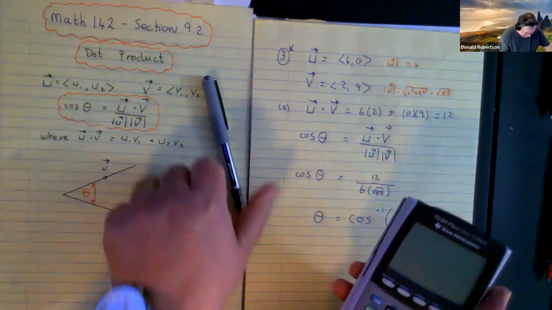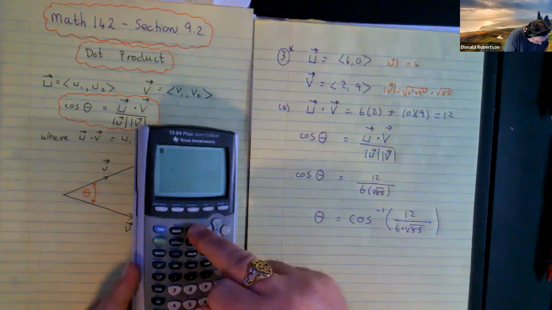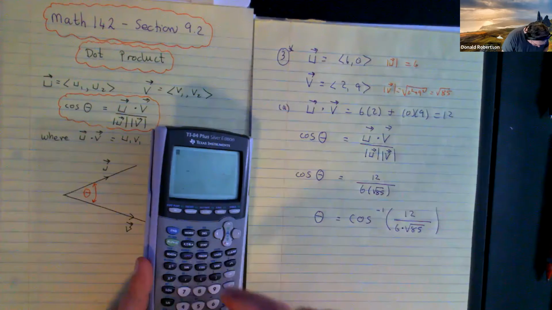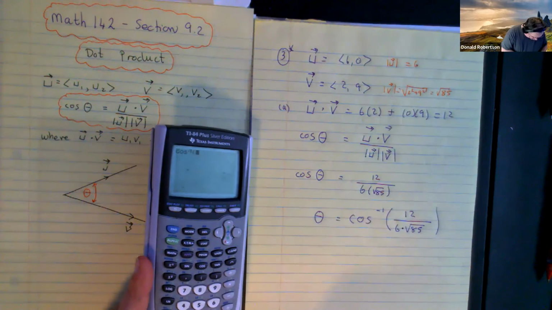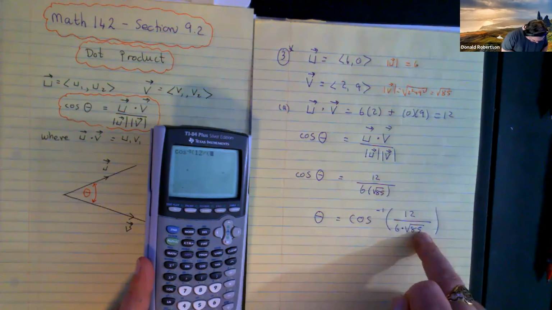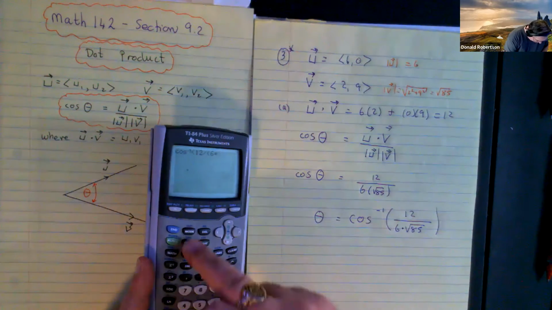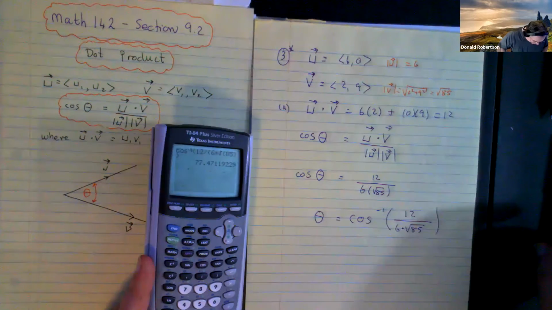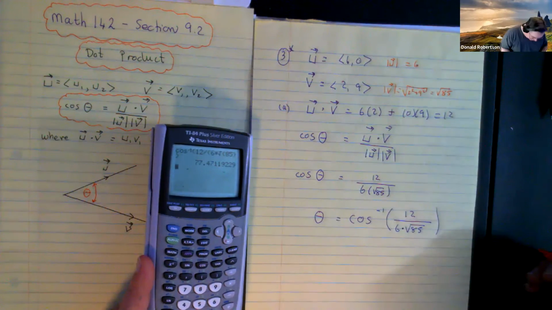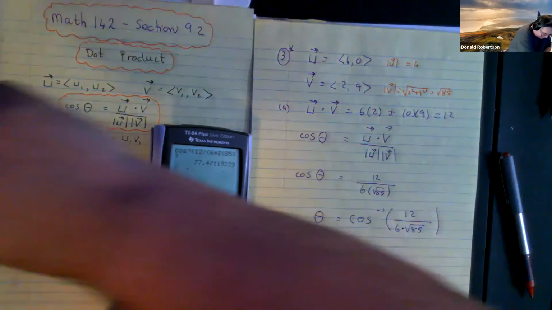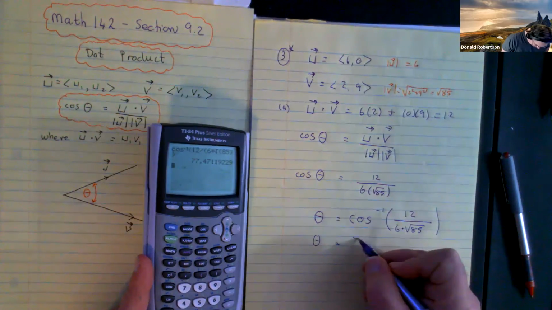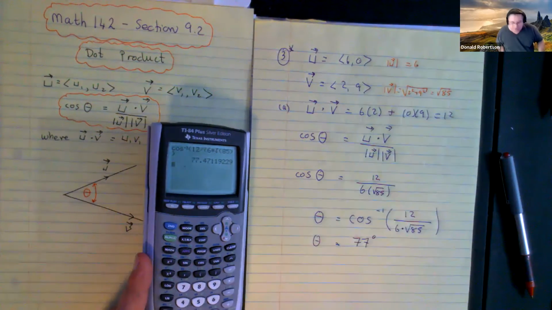So I go over my calculator and I make sure that I'm in degrees because I keep changing. This time I am, that's good. I'm going to do the inverse cosine of 12 divided by, put a bracket around it to make sure these two get multiplied first. And the answer I get, what do they want? Nearest degree, great, I like it when they do that. So the missing angle is 77 degrees.